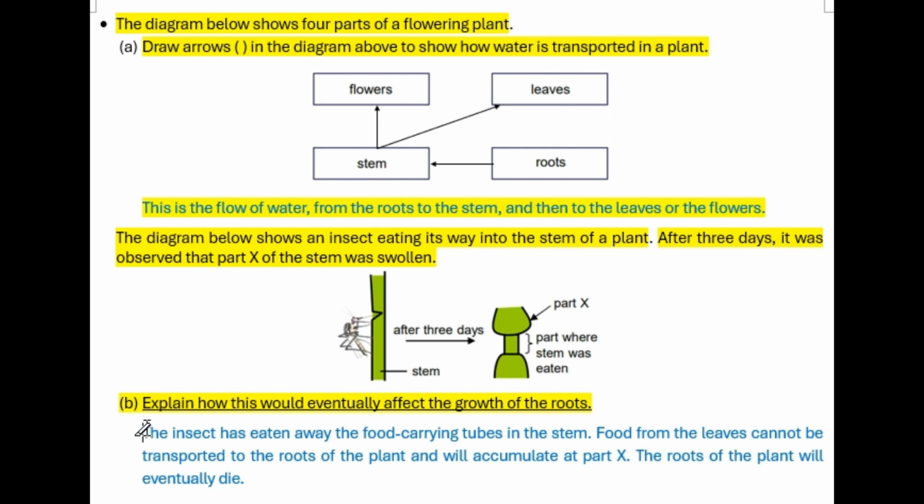The insect has eaten away the food-carrying tubes in the stem. Food from the leaves cannot be transported to the roots of the plant and will accumulate at part 10. The roots of the plant will eventually die.